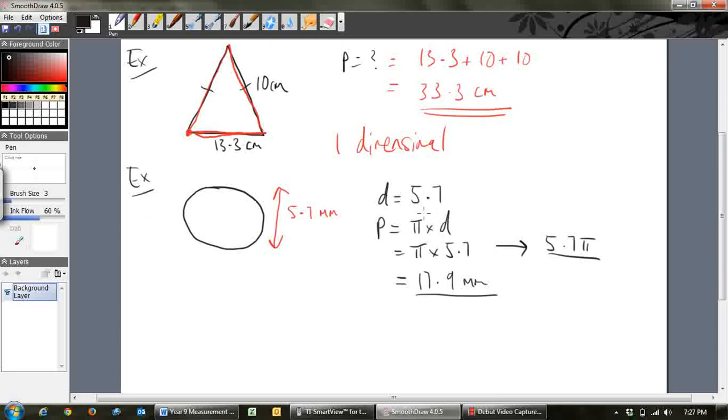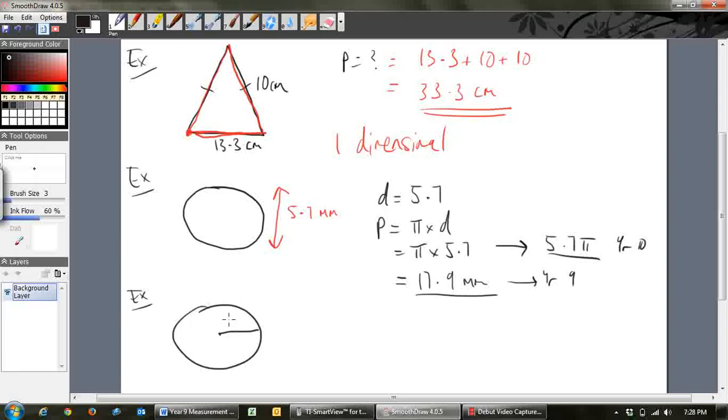17.9, and we're in millimeters, so that's our perimeter there. Okay, very good. So the Year 10 answer here, just leaving it in terms of pi, is exact. This here is like the Year 9 answer. It's approximate, you've got some error sitting in there. I'll just squeeze in one more example here.